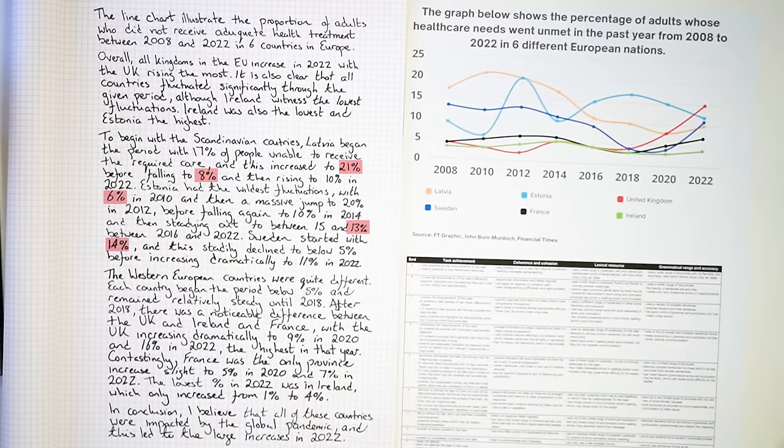And then if we look at France, United Kingdom, and Ireland, remember we're comparing countries and showing trends over time. So the trend for Estonia, Latvia, and Sweden is over time, they really fluctuated. But if we contrast that with France, United Kingdom, and Ireland, from 2008 to 2018, they were pretty steady, much steadier than the other three countries. But then in 2018, we've seen that big divergence from the United Kingdom. So we should probably include those things.